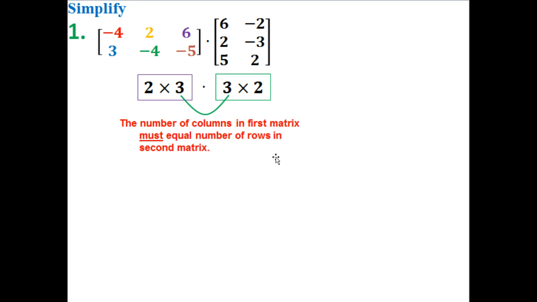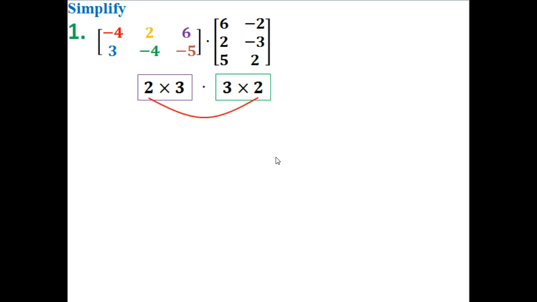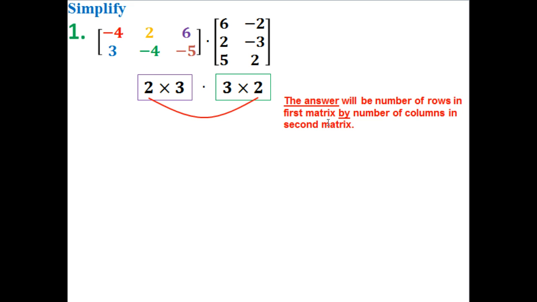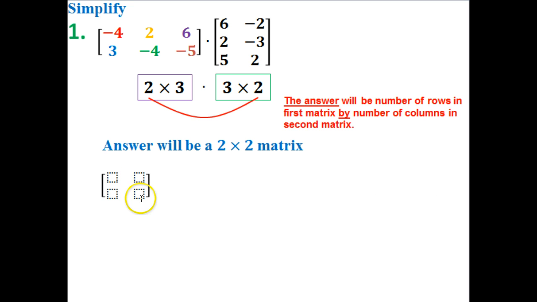And what we'll find out is, then we want to concentrate on the 2 outer numbers here. This is a 2 and this one's a 2. That's going to determine what our answer is going to be. The answer will be these 2 outer numbers. So this one, they're both 2's. That means the answer will be a 2 by 2 matrix. So now let's look here. A 2 by 2 matrix is basically going to look like this. Now we're going to actually start some calculations here.